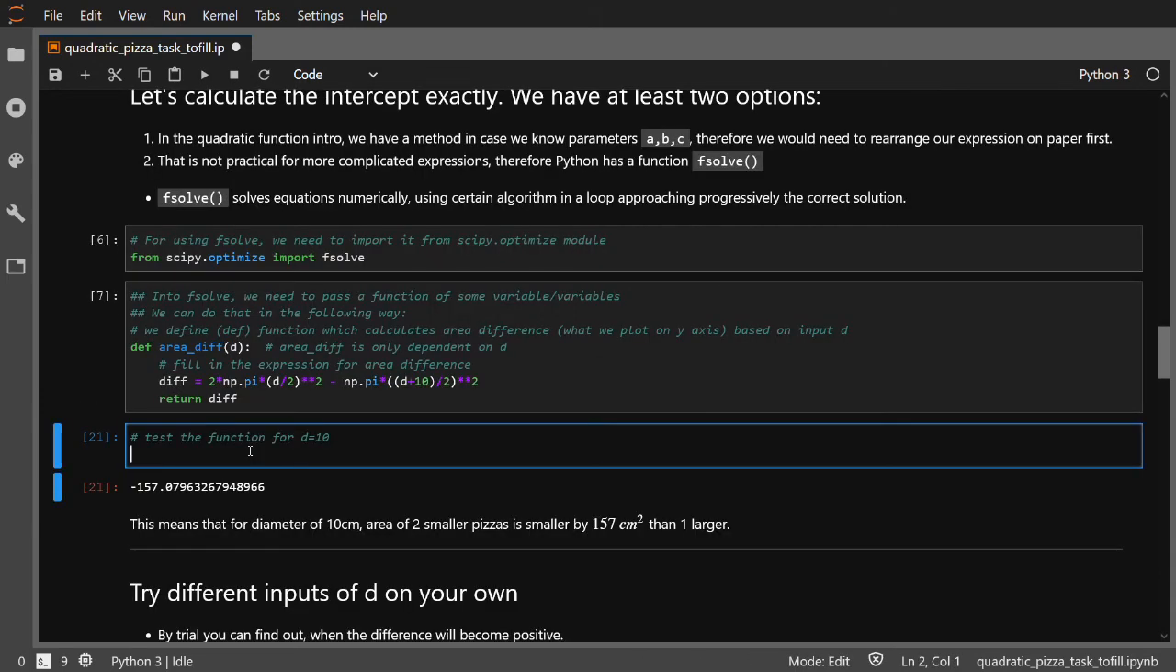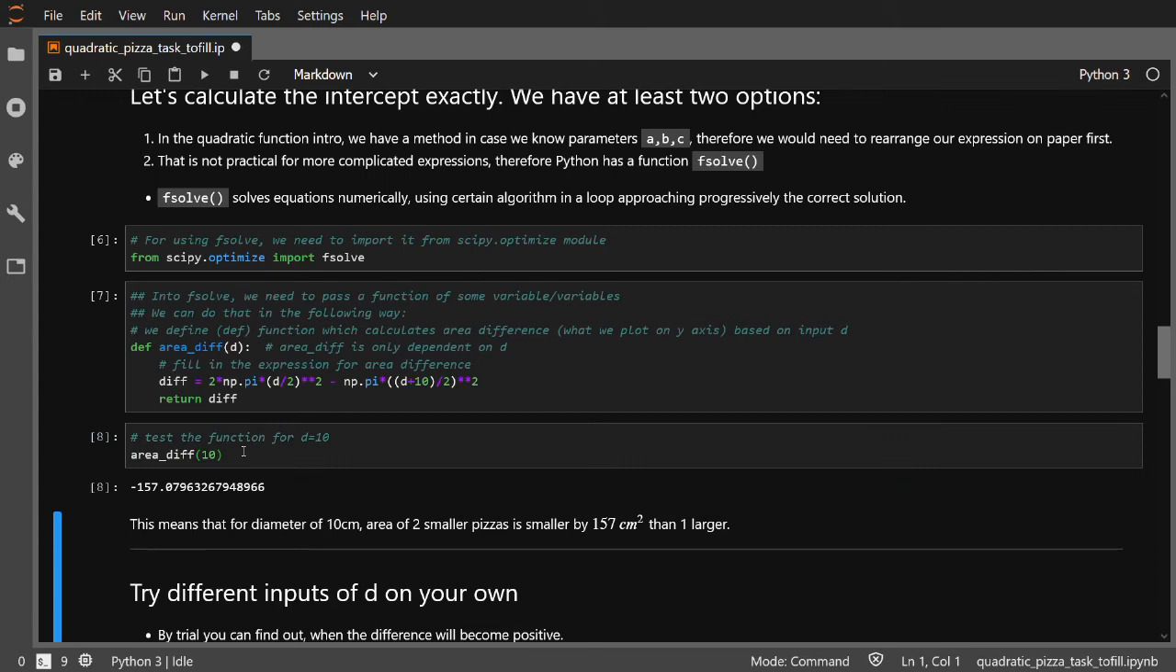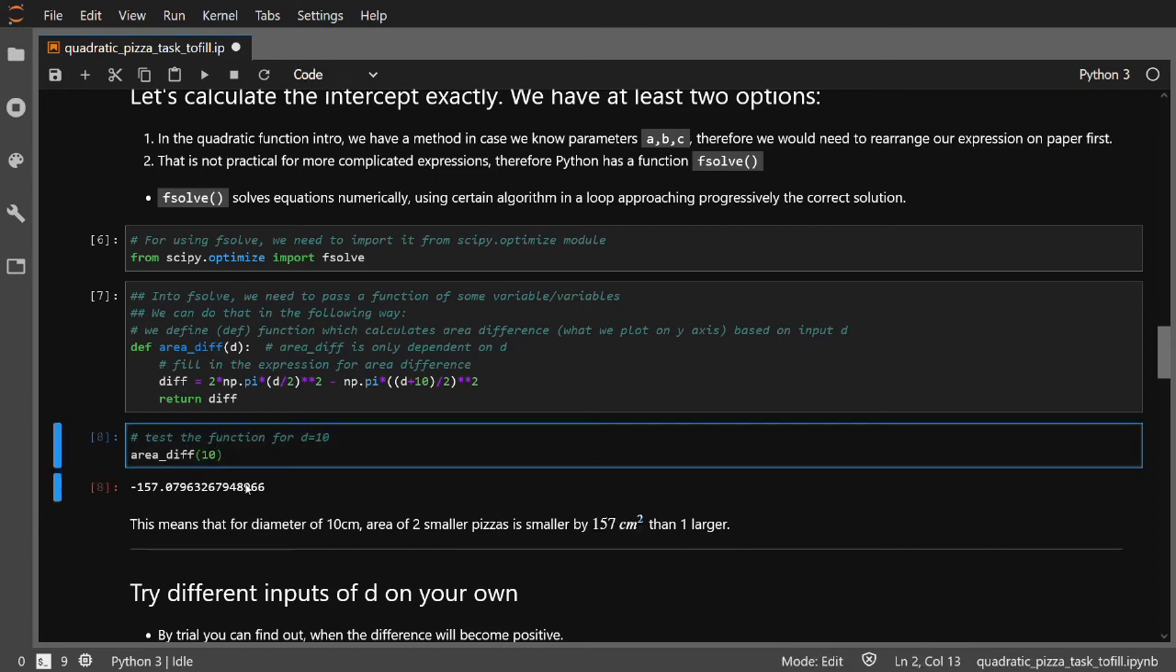Now we are going to test our function, so we write area_diff, and as an input it takes the diameter, in this case 10. It returns minus 157, which means that for a diameter of 10, the area of two smaller pizzas is smaller than one larger one by 157 square centimeters. So we want our values to be positive, so we are on the negative side.